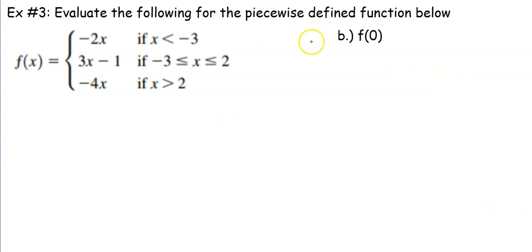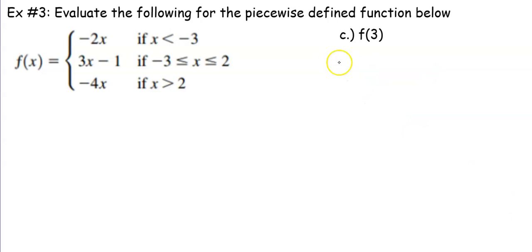Well, f is 0. So which value can I plug 0 into? Can I plug it into this first piece, the second piece, or the third piece? Well, x is less than negative 3. 0 is not less than negative 3. X is between negative 3 and 2. Hey, that's 0. 0 is between negative 3 and 2. So we can go ahead and plug it into this equation. So f of 0 equals 3 times 0 minus 1, which is negative 1.